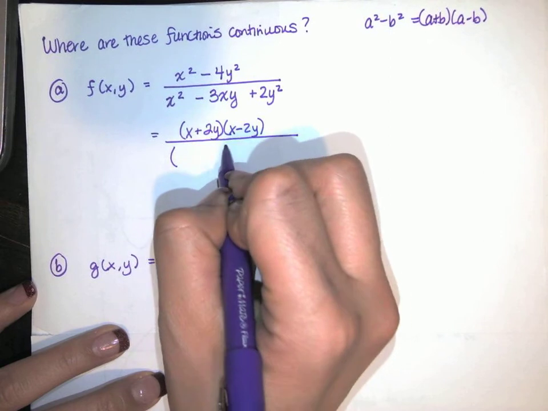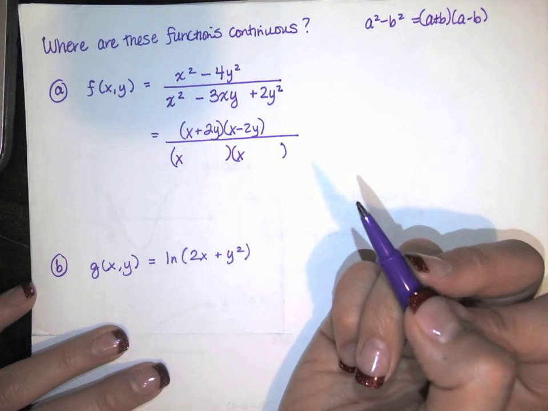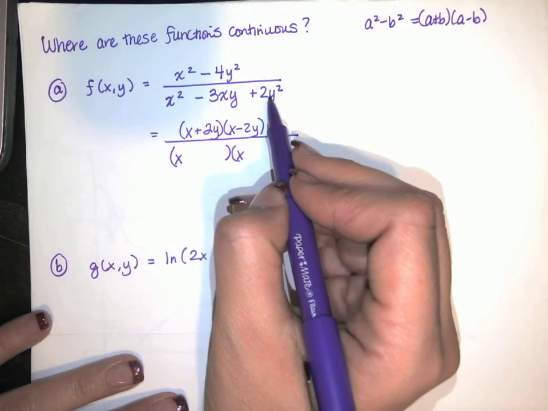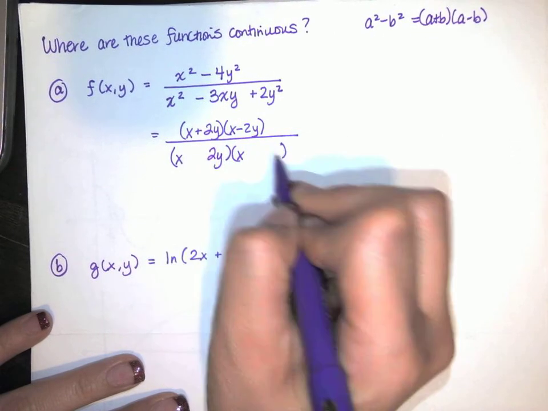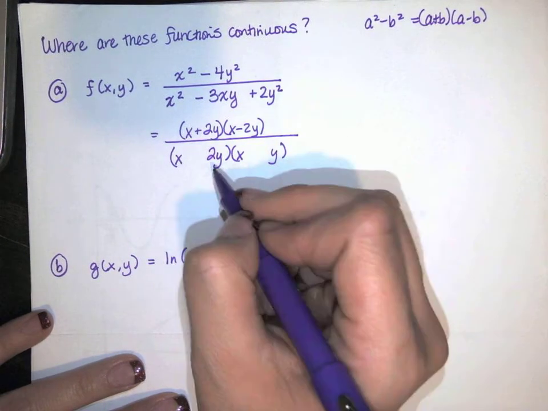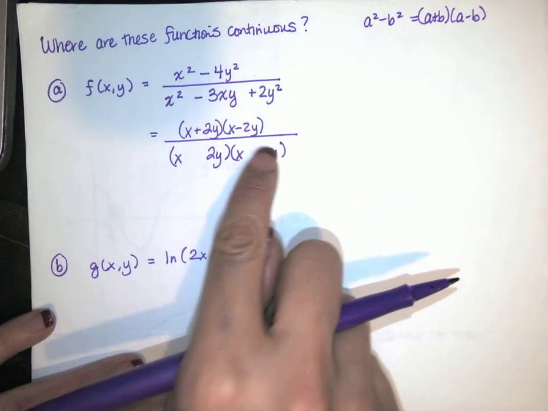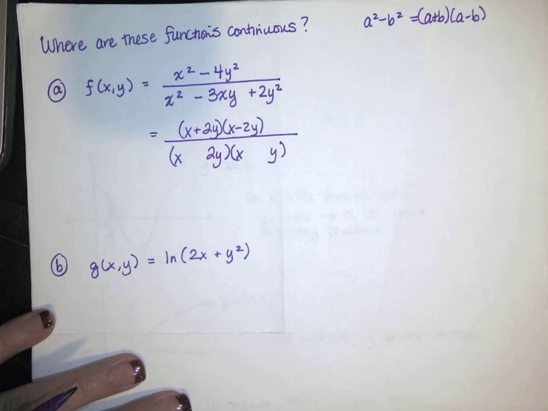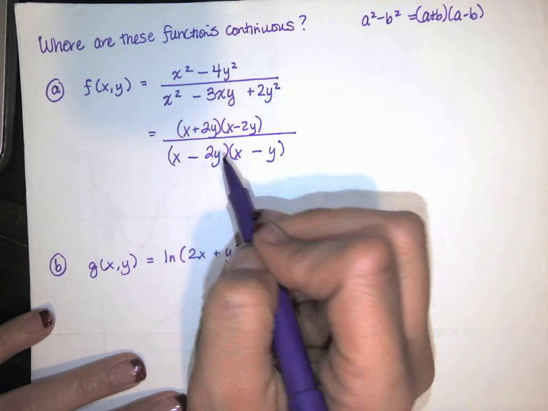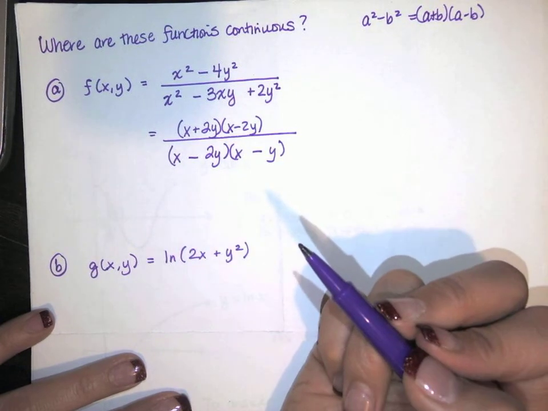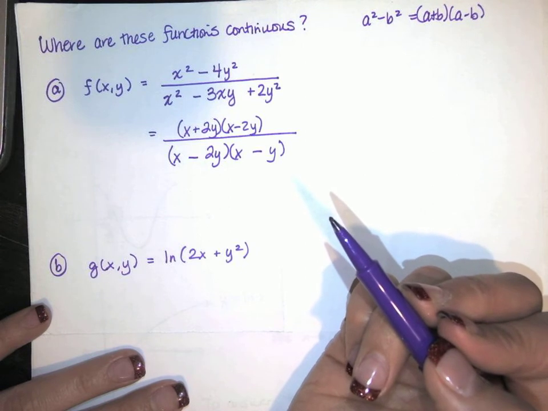Now down here, first times first is x squared, so I'm going to have an x there and an x here. Now, last times last has to be a 2y squared. So I think I'm going to have a 2y and a y, so that last times last is 2y squared. Now, I need outer times outer plus inner times inner to give me that negative 3xy, and I think if both of these are negative, that's going to work. Outer times outer is negative xy, inner times inner is negative 2xy, so it's going to be negative 3xy. So this is the factored version of f of xy.